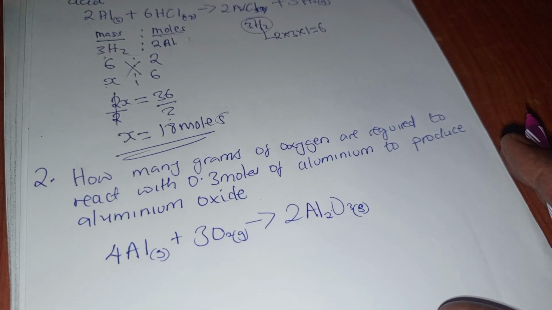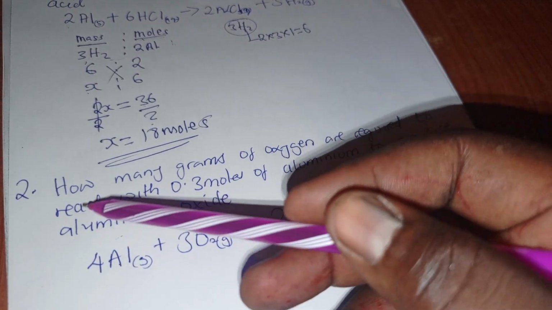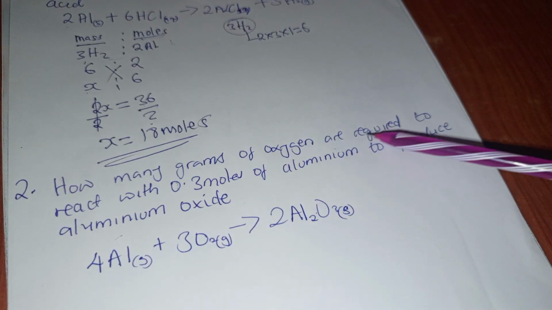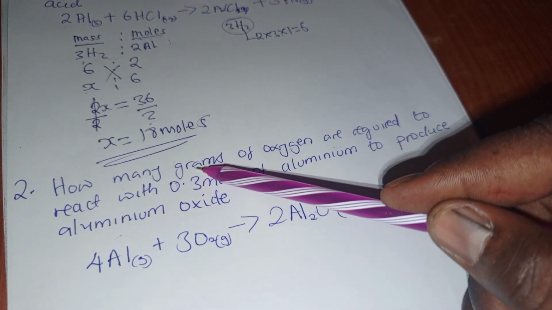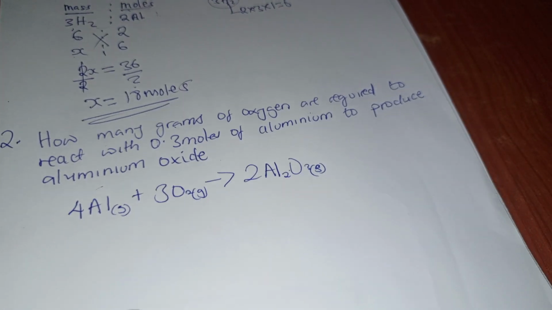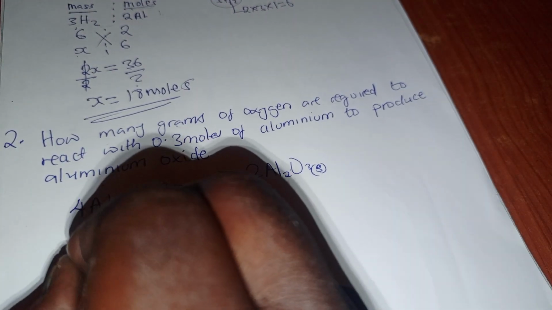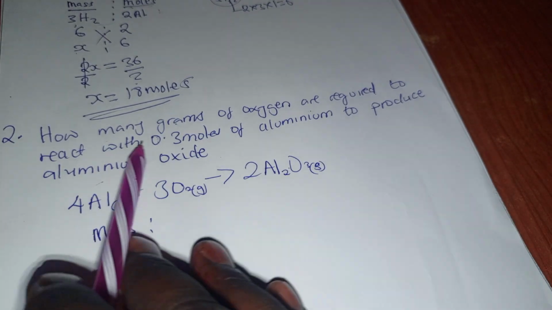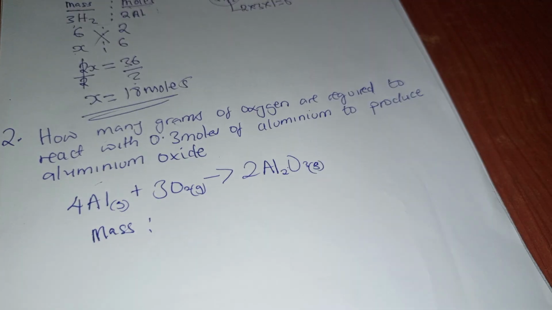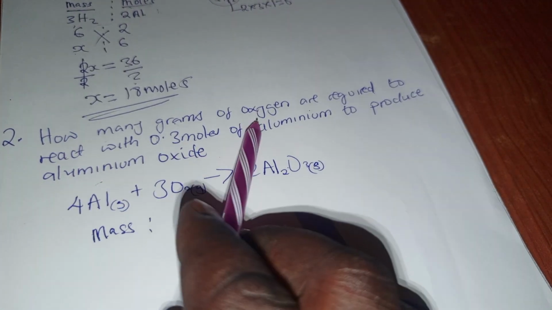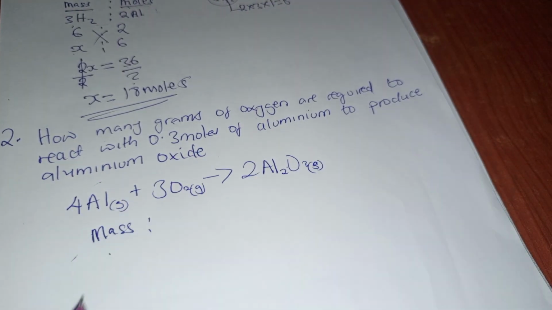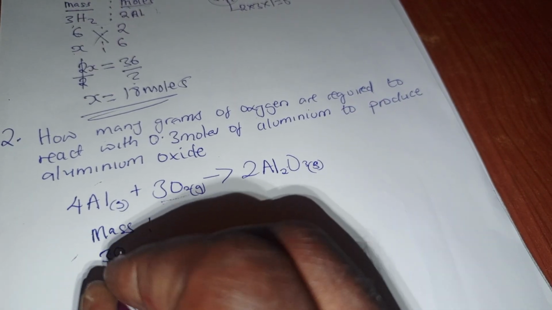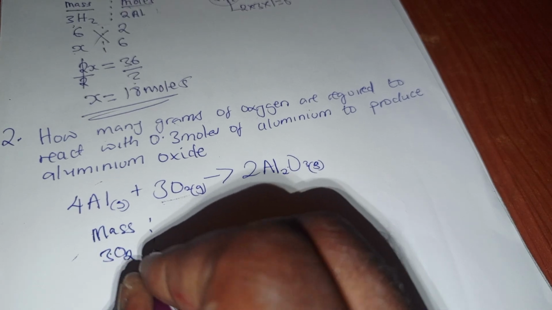Question number 2 is saying, how many grams of oxygen are required? So it means I'm finding grams, which is mass. So I'll put mass here because I'm finding mass. Okay? And they asked for how many grams of oxygen, so it means I'll put oxygen here. Oxygen is here, so I'll put 3 like this.